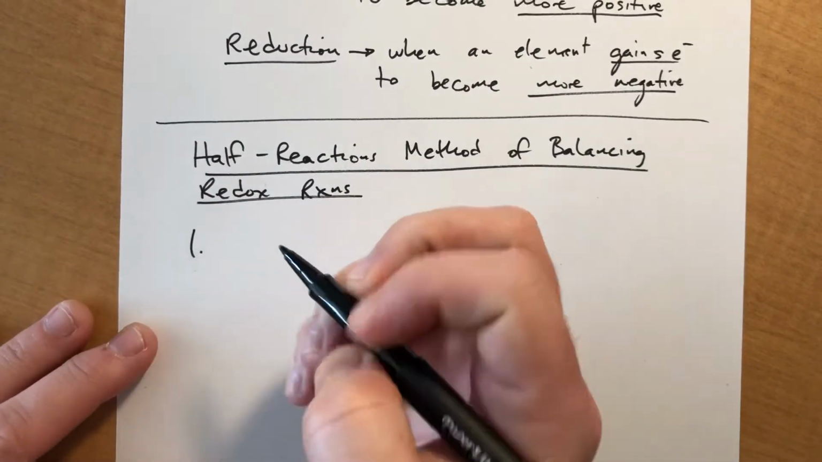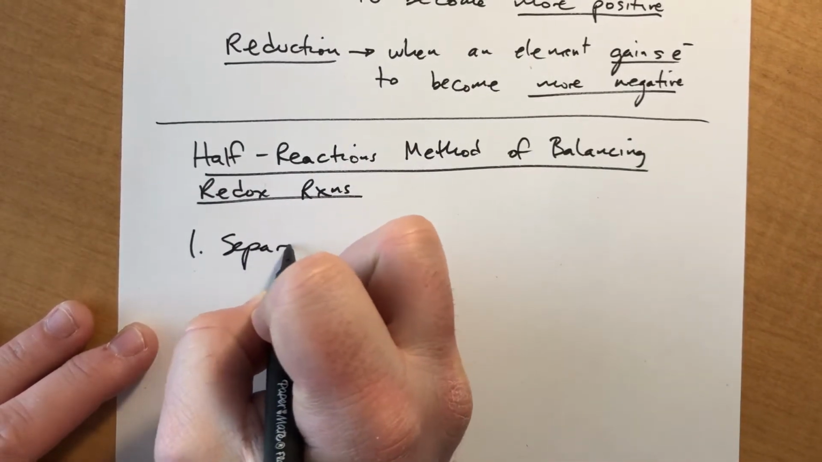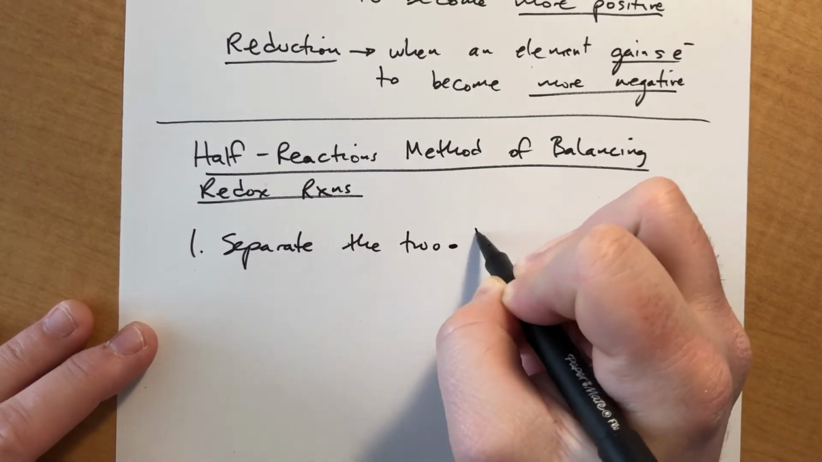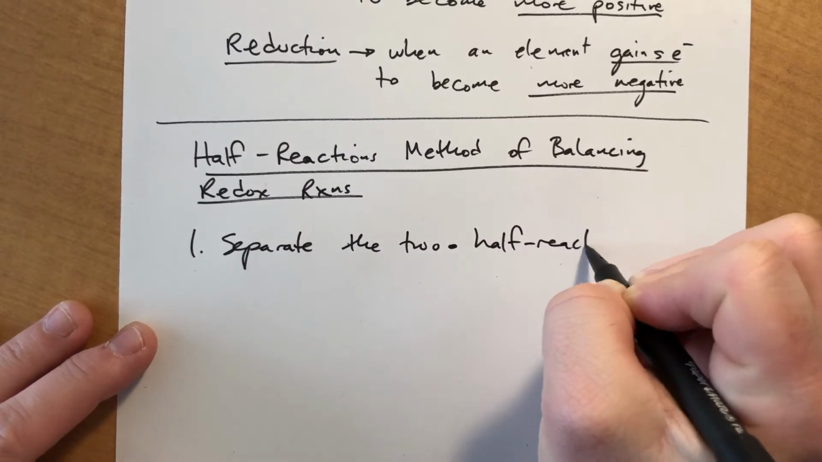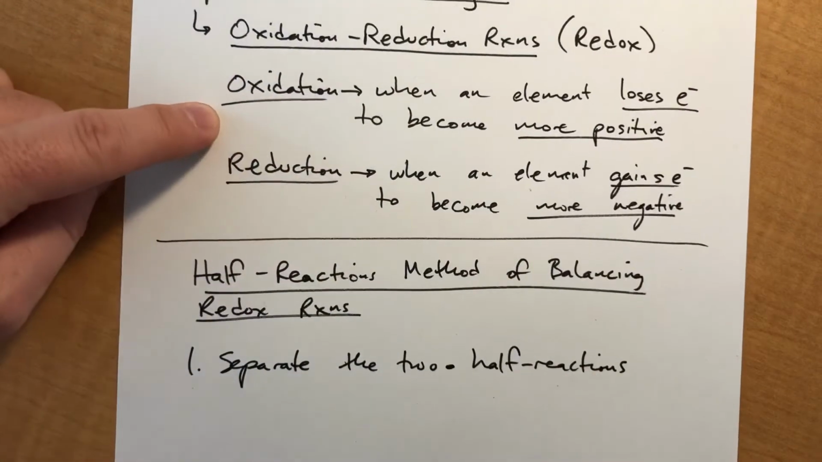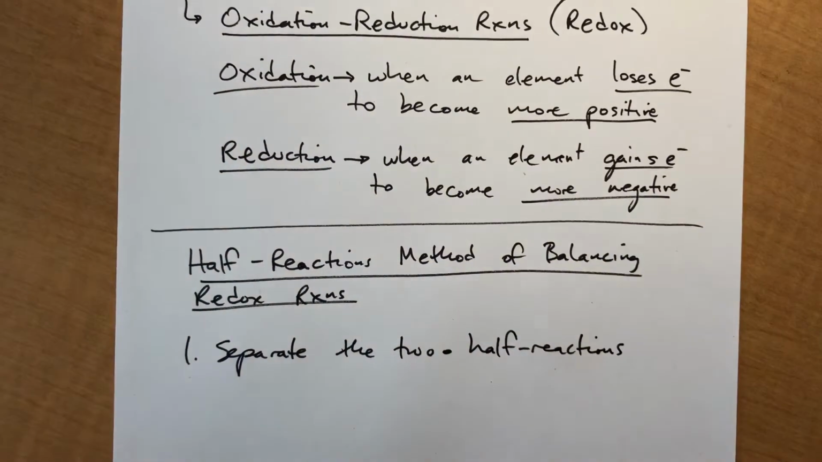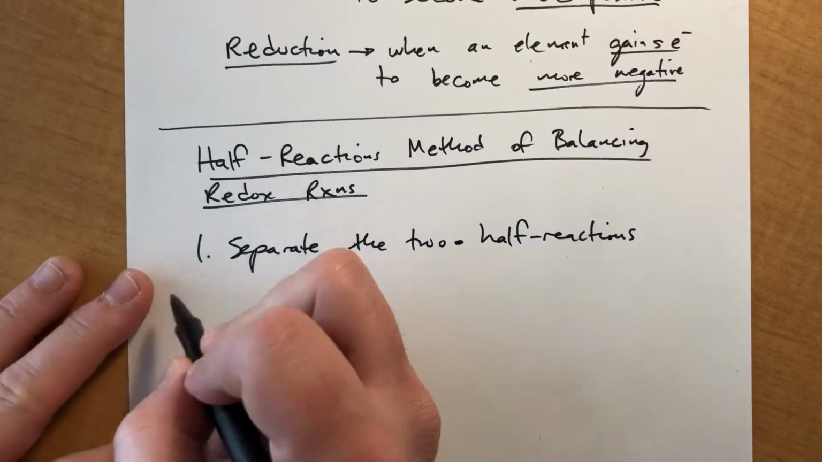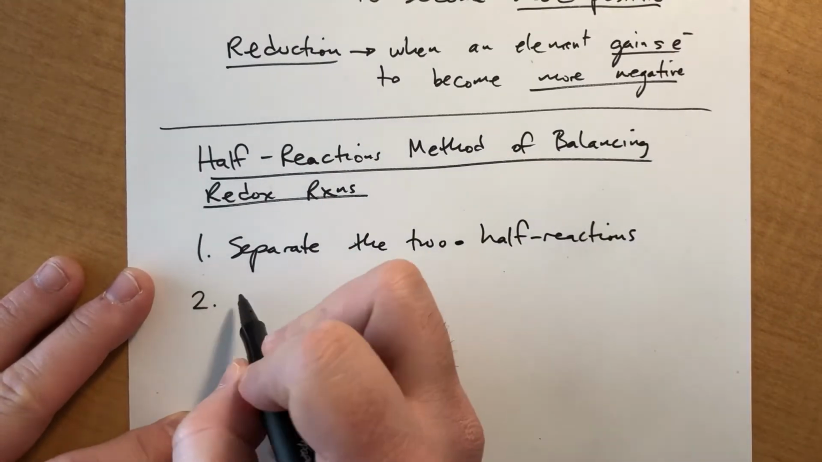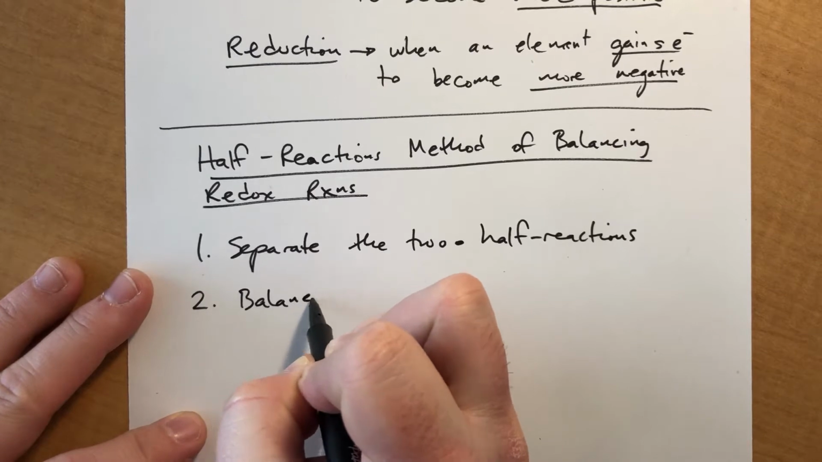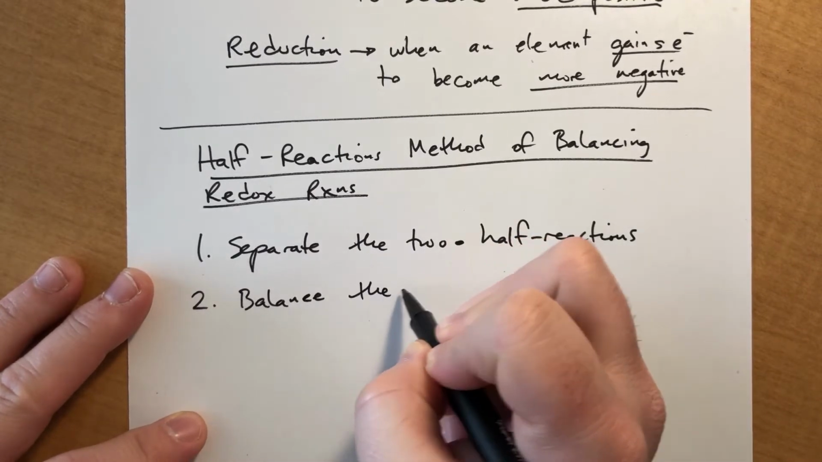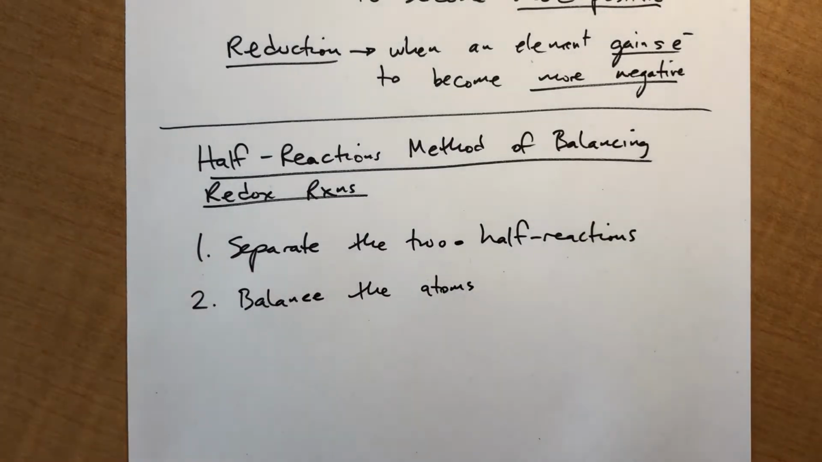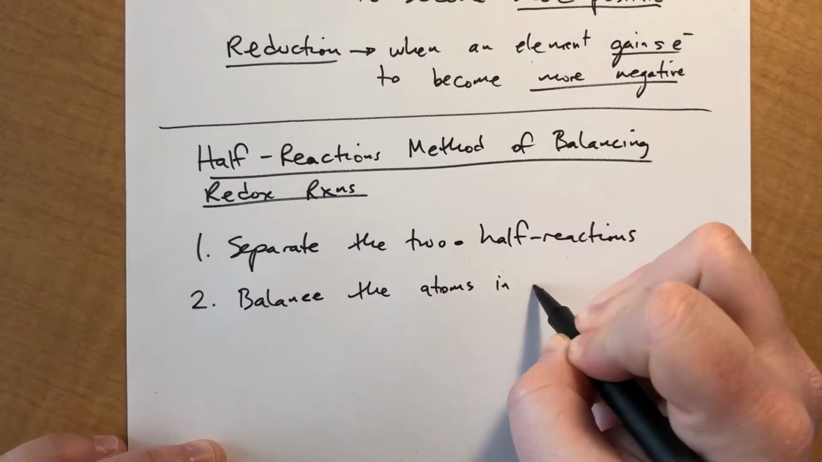Okay? So the first thing we do is we separate the two half reactions. The oxidation is one half reaction, the reduction is the other half reaction. You don't even actually really need to know which one is which in this, you just need to separate them. Okay? It's not as hard as it sounds. Step 2 is you balance the atoms in each half reaction. This feels like how we used to balance typical chemical equations.